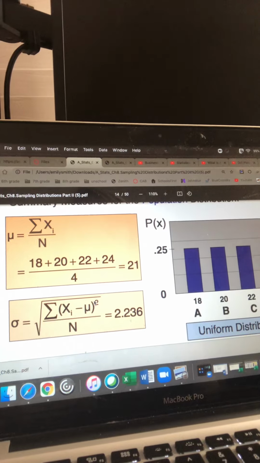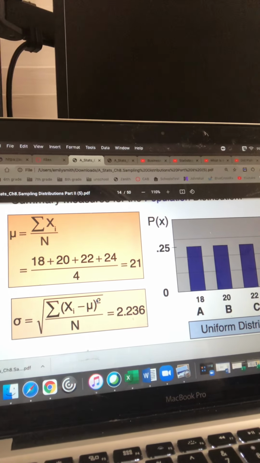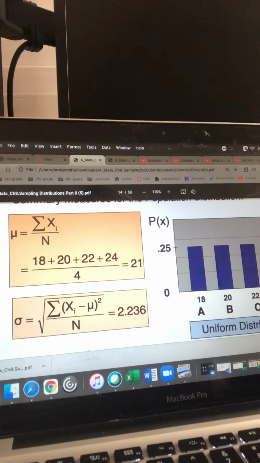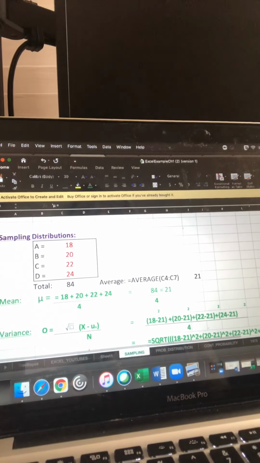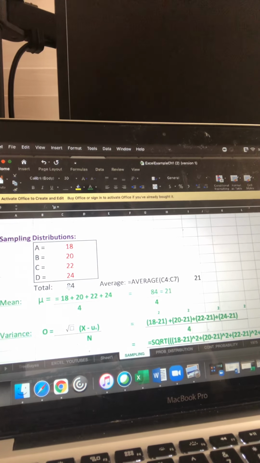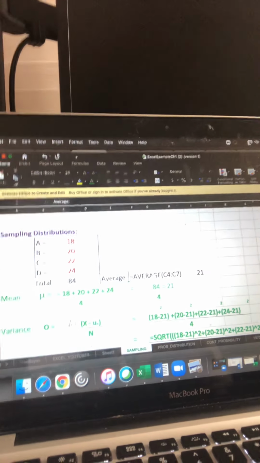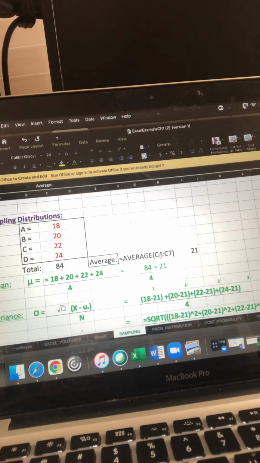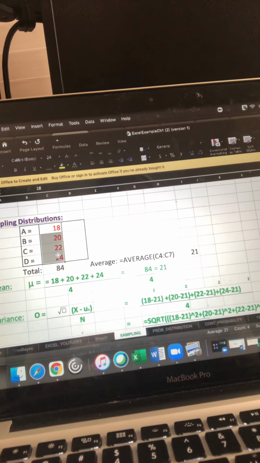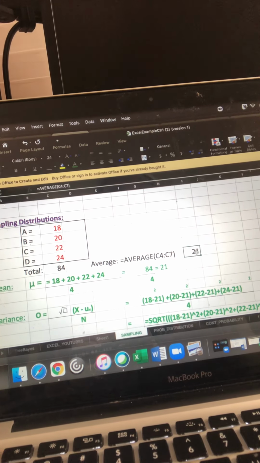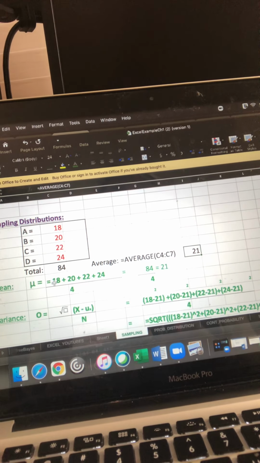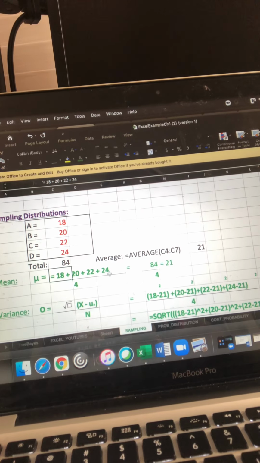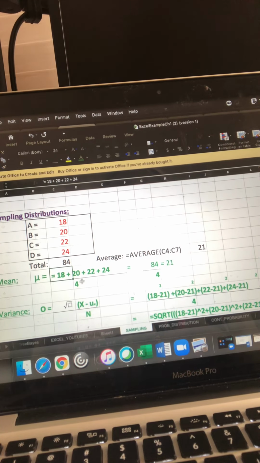We can also use the formula for average to do that as well. So if we were to do that, all we need to do is use the formula average, so it's equal average, and then we select the values C4 through C7, and it's going to give us 21. If you wanted to do that manually, all you have to do is just add 18 plus 20 plus 22 plus 24 divided by 4.